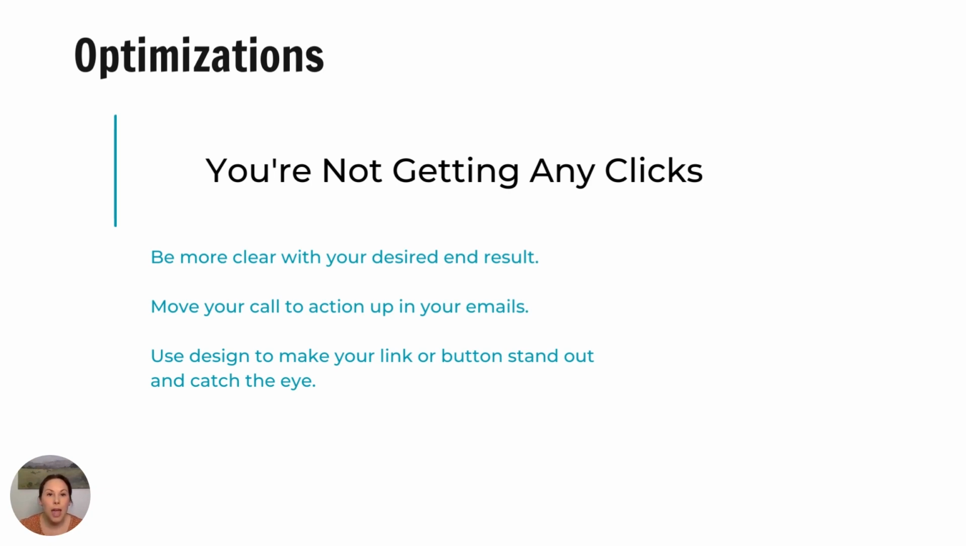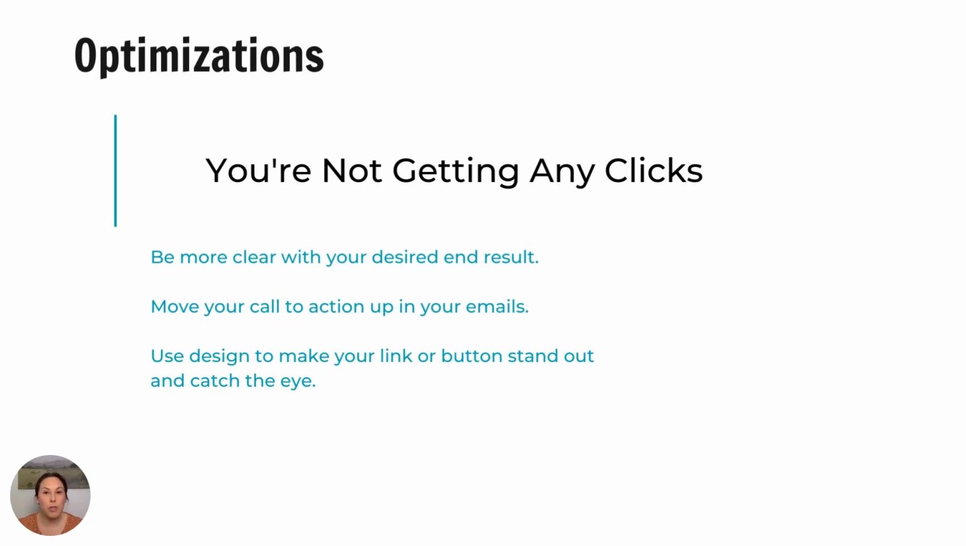You can do this by adding copy around your button, like click here to schedule a call. Or if you include a link, here is the link that will take you to my website. You can get really specific about the desired action you want your readers to take. Number 2, move your call to action up in your email copy. When it comes to digital and email marketing, you have a matter of seconds to grab someone's attention and drive them to act. So move what you want them to do right up into the beginning of your email.